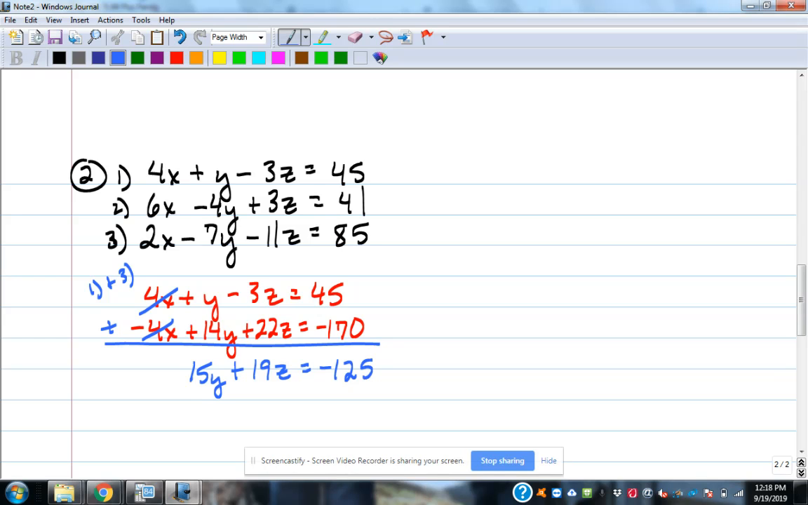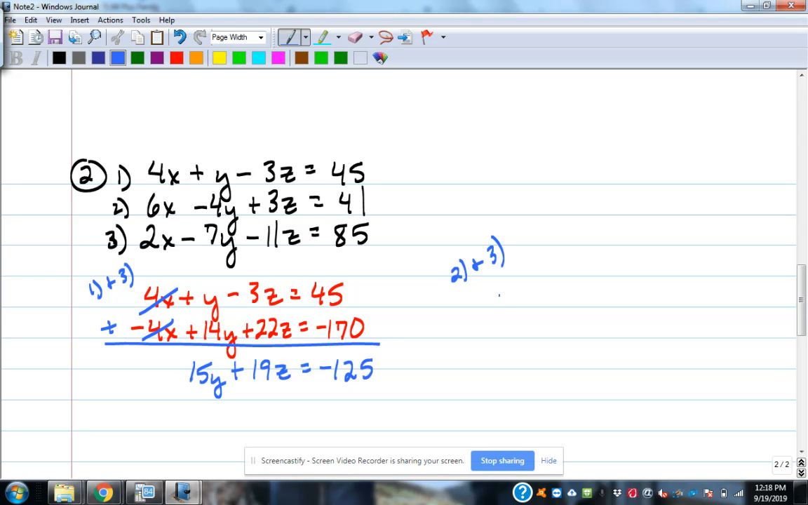So now we need to take another pair and get rid of the x. So I can either use 1 and 2 or 2 and 3 are my options. I'm going to use 2 and 3 because that saves me from having to multiply both of them by something. So 2 and 3, if I multiply the third one by what to eliminate x? Negative 3.